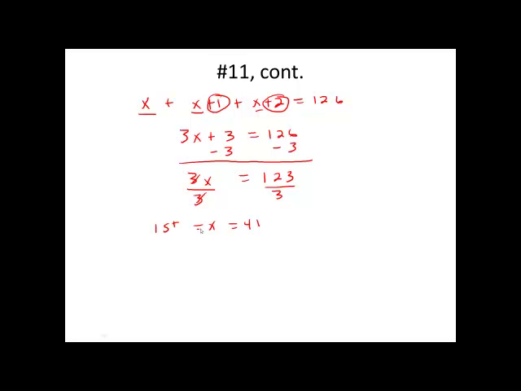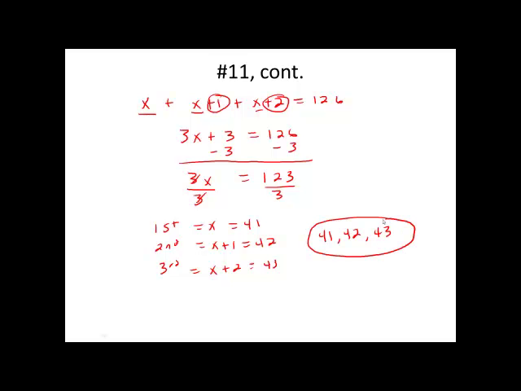Now the integers are in consecutive order. The second number is just one more than that one, so it's 42. The third number is just one more than that one, so it's 43. So our numbers are 41, 42, and 43. And if you were to add those numbers back up, you would end up with 126. So again, the key is how we define these numbers. So if they're consecutive integers, you know they're one after the other. So x, x plus 1, x plus 2, and so on, depending on how many numbers you need.